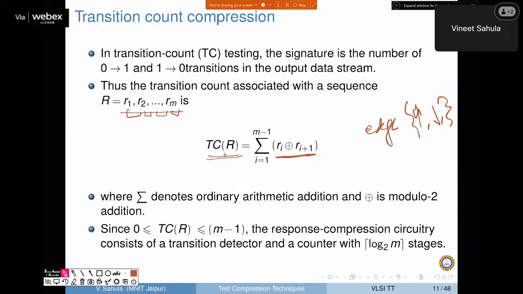So the maximum number of transitions we could get is when every alternate bit changes, no? So the number of rising counts and falling counts is here.